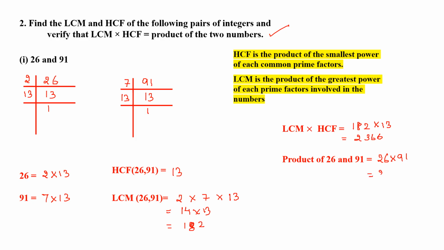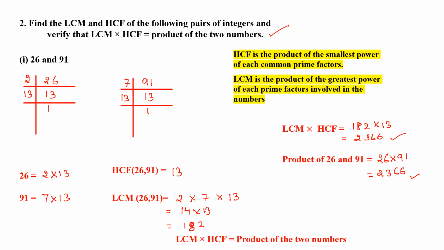2366. And from here very clearly you can see the product of LCM and HCF is also 2366, and product of 26 and 91 is also 2366. So from here I can say that LCM into HCF is equal to product of the two numbers, isn't it? So it is verified here.